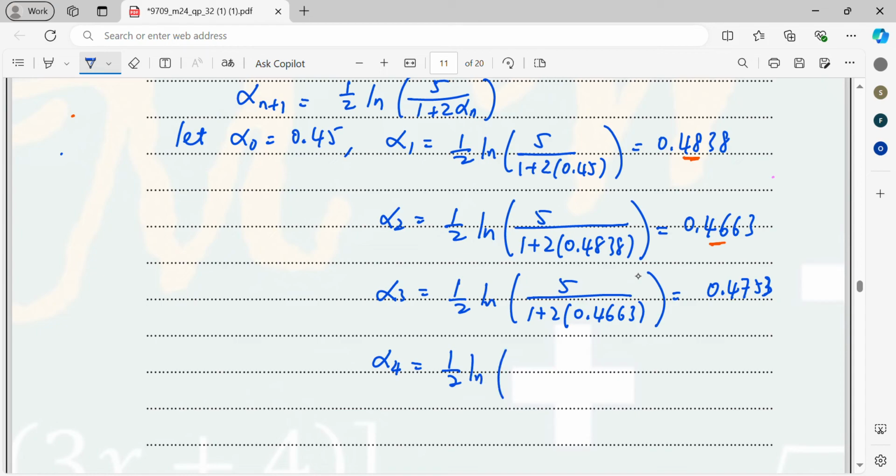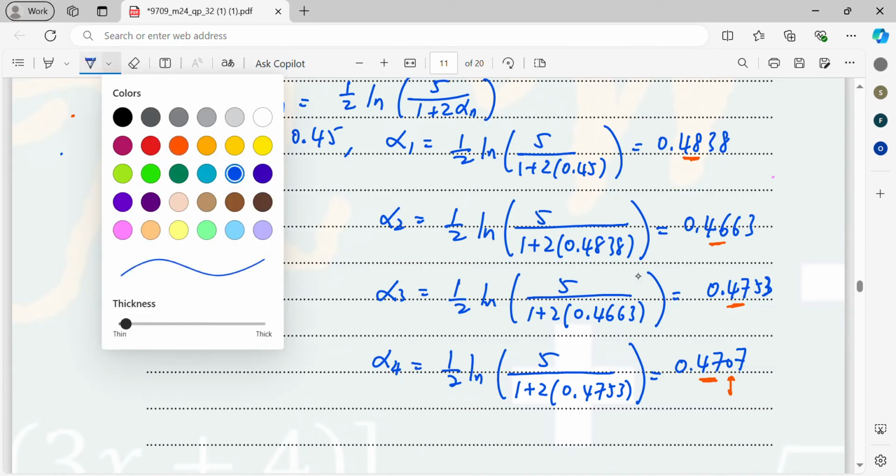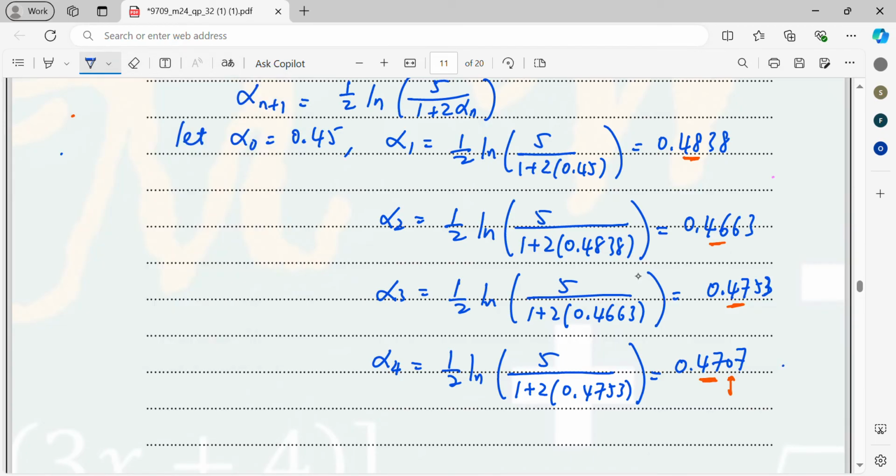So this is alpha 4. Then it is going to be 0.4707. Okay, so now when you check the previous calculation, 0.47, here 0.47. Alright, therefore my final answer depends on the latest calculation and the next value. So since the next value is 0.47 as well, my alpha approximates to 0.47. So that is my estimated alpha value.